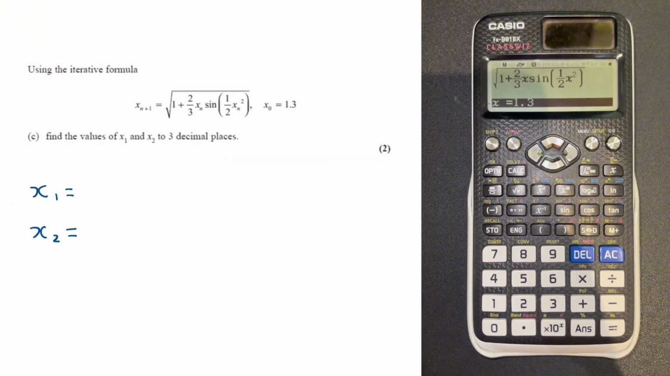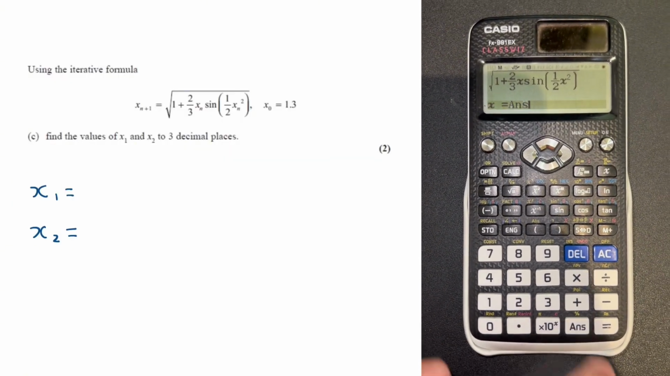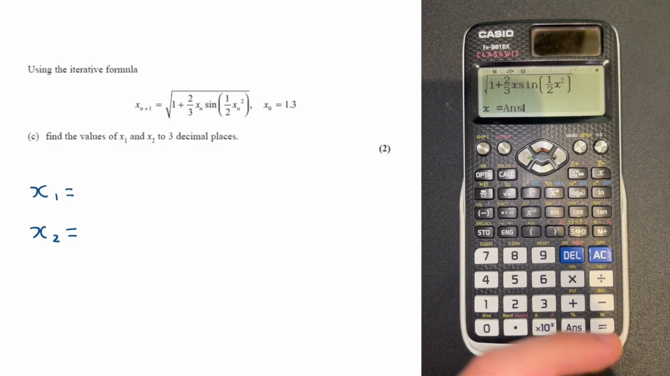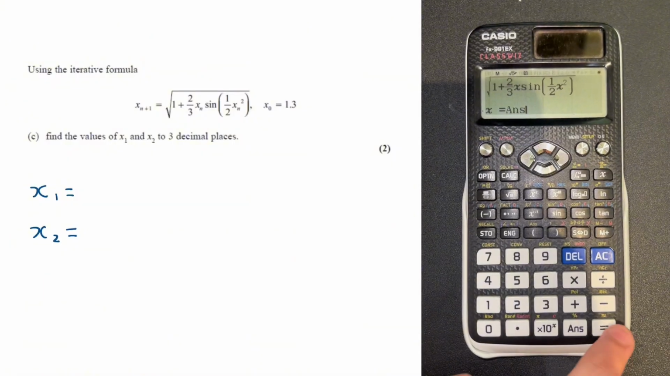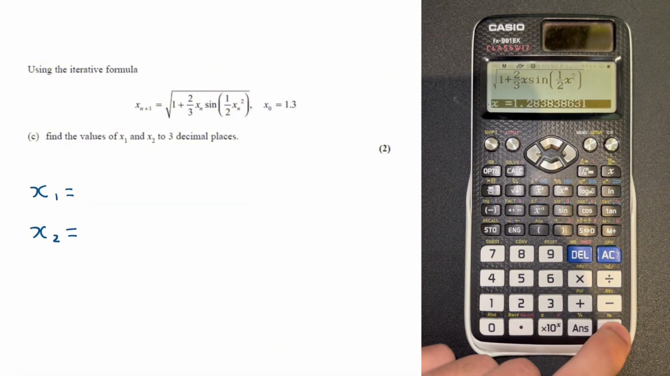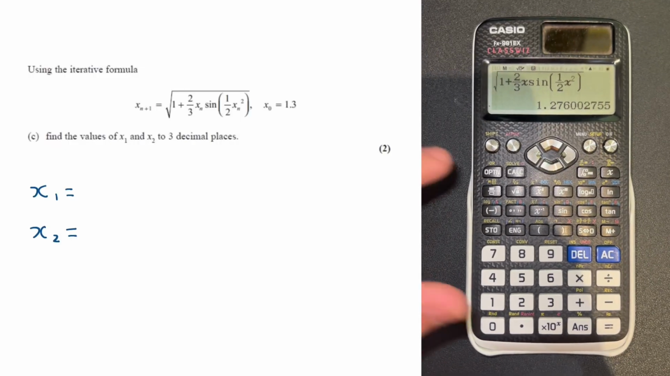Now, instead of retyping it, we can just press the answer key, which will give our previous answer that was on the calculator, which in this case was just the value of x1. Because look, if we press equals, we get that exact number back. So now we can just sub that in, and here's our value of x2.